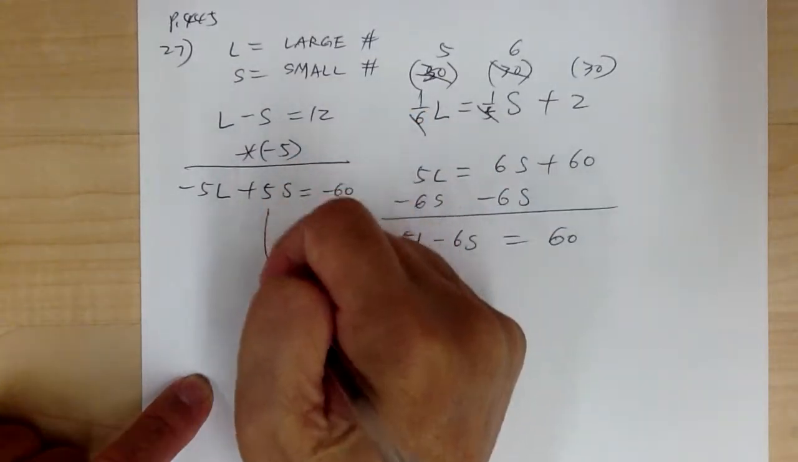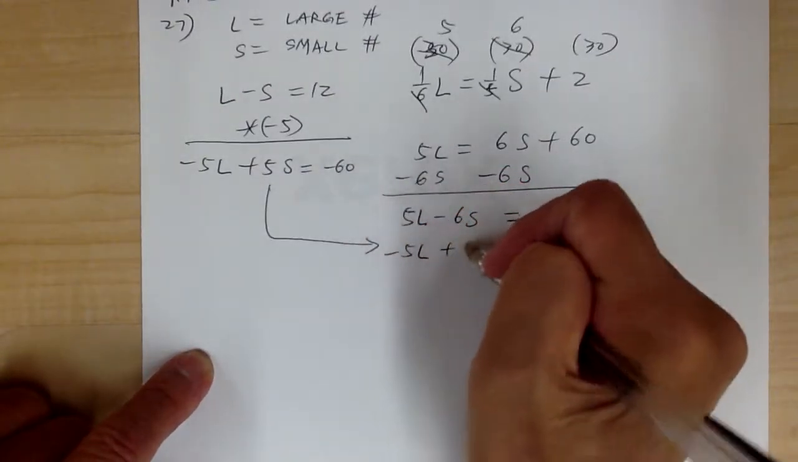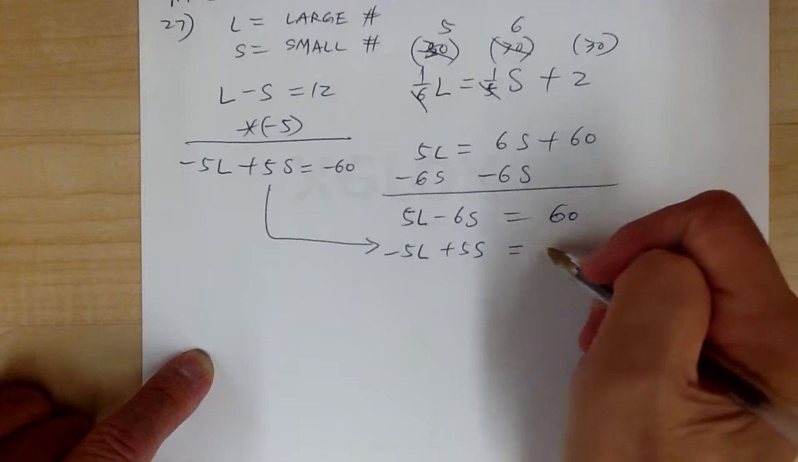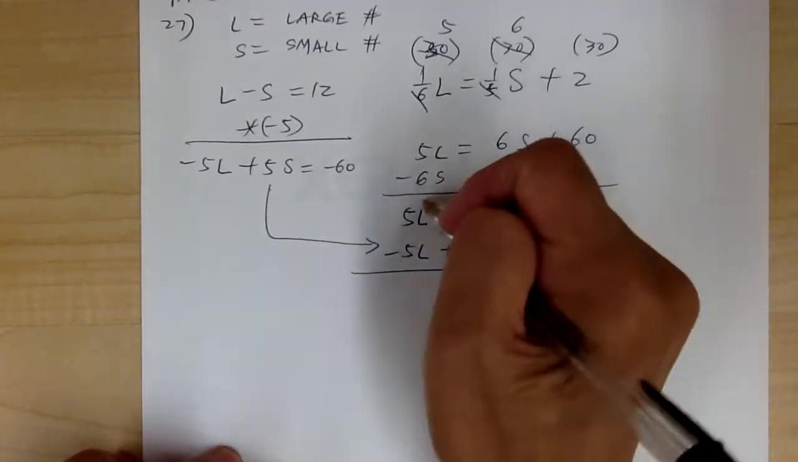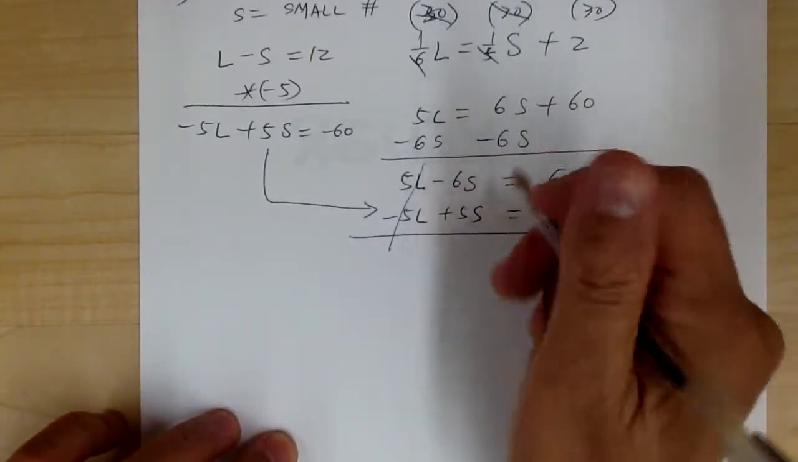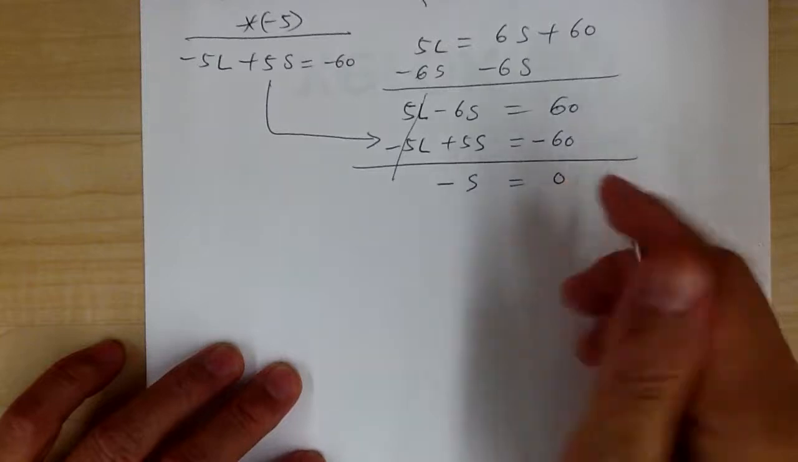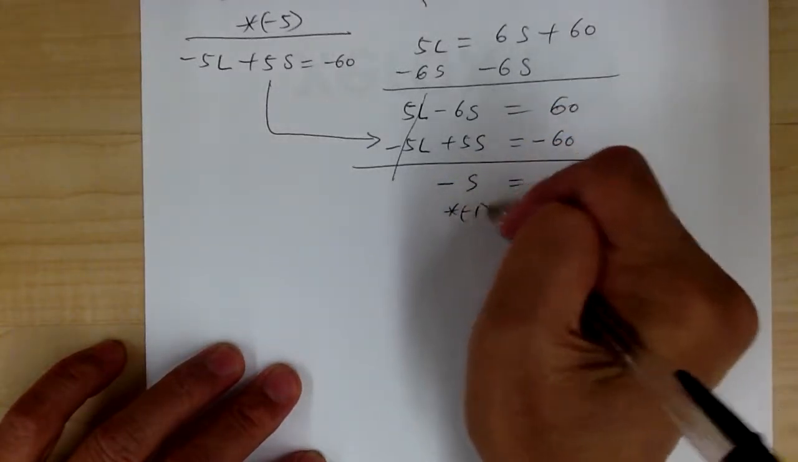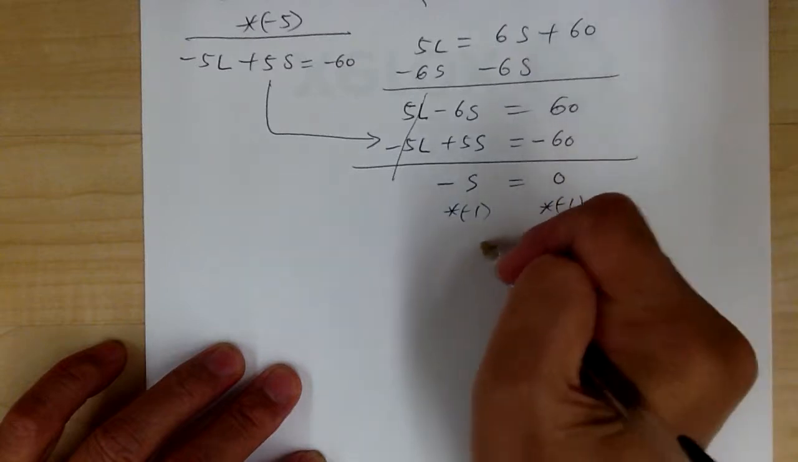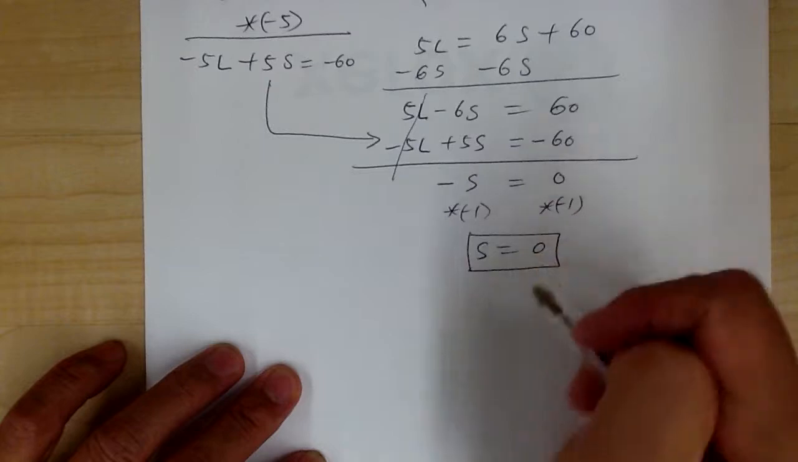And I'm going to put this under here. So I got -5L plus 5S equal to -60. So this will cancel out, and then I get -S equal to 0. Now don't freak out when you see 0. So I'm going to multiply by -1 to solve. So S equal to 0 times negative 1 is 0. So the small number equal to 0.